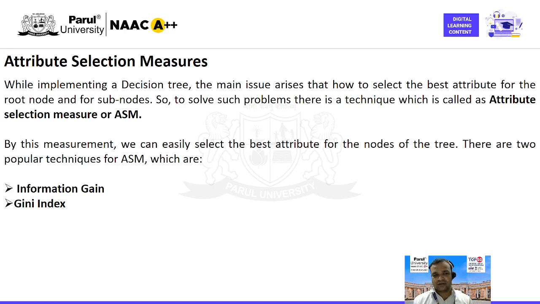While implementing a decision tree, the main issue that arises is how to select the best attribute for the root node and sub nodes. To solve this problem, there is a technique called attribute selection measure, or ASM. By this measurement, we can easily select the best attribute for the nodes of the tree. There are two popular techniques. First one is information gain. Second one is Gini index.